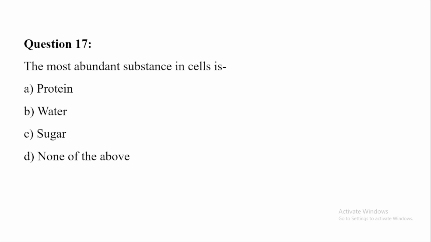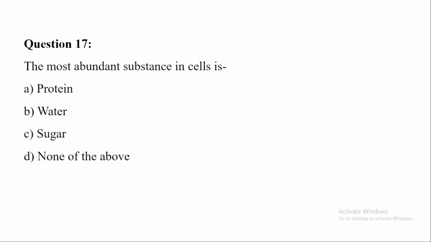So, moving to the next question. Question number 17. Most abundant substance in a cell is? Water. Yes. Option A is protein, option B is water, option C is sugar, and option D is none of the above. In one of the previous questions, they had asked for the most abundant macromolecule. That was protein. But when they say the most abundant substance, it is water.